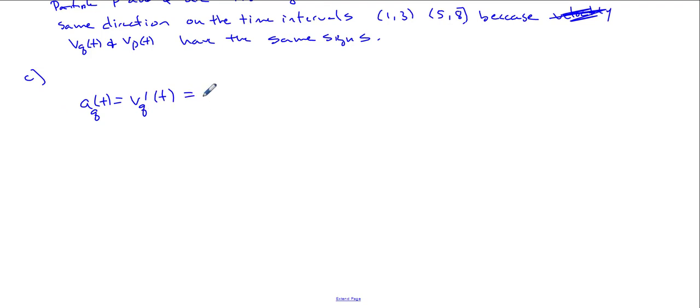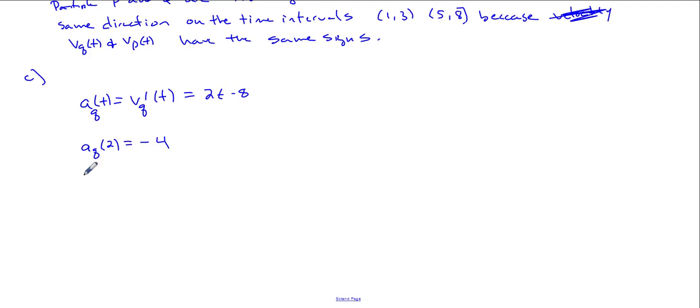Okay, velocity of Q is that. The derivative is what? 2t minus 8? Therefore, the acceleration of Q at 2, is that -4? Plugging in a 2?